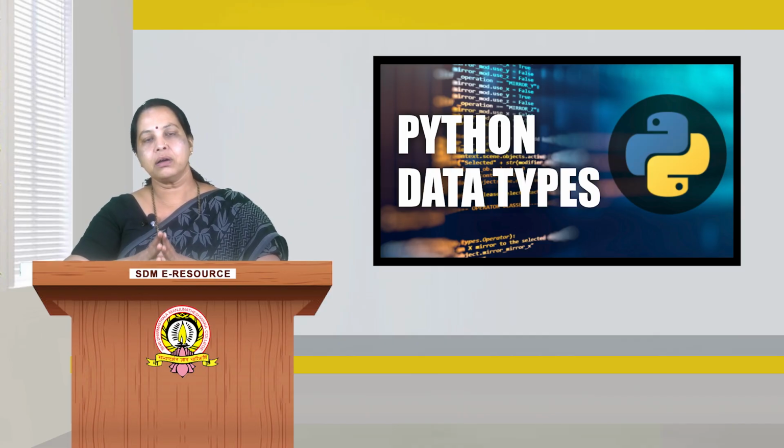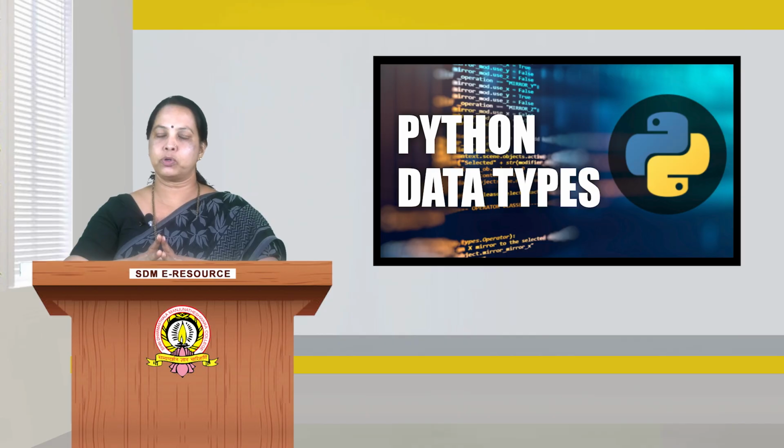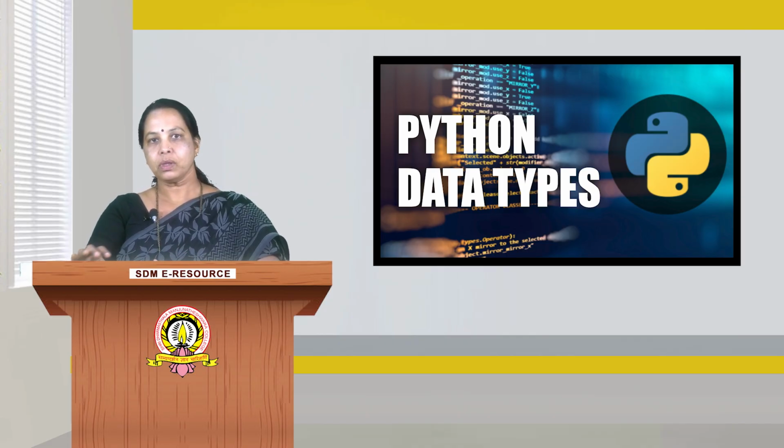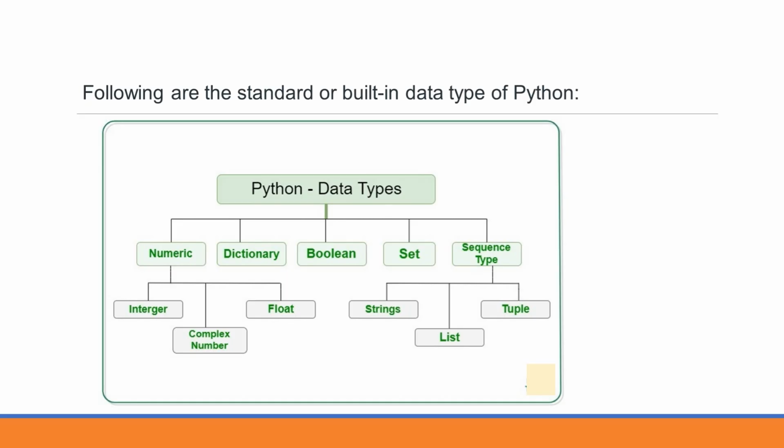So let us see the different data types supported in Python. The Python data types are classified mainly into numeric type, dictionary, boolean, set, and sequence type. Under numeric we have integer, float and complex number, and under sequence type we have strings, list and tuple. So let us see each data type in brief.